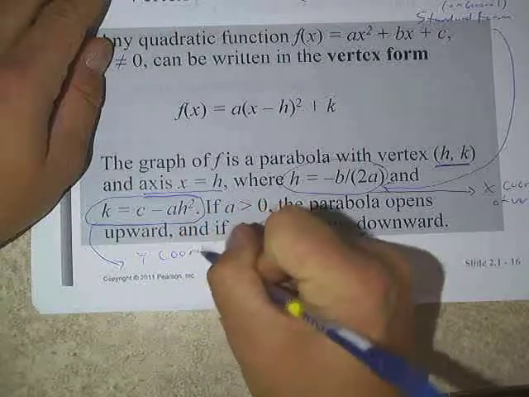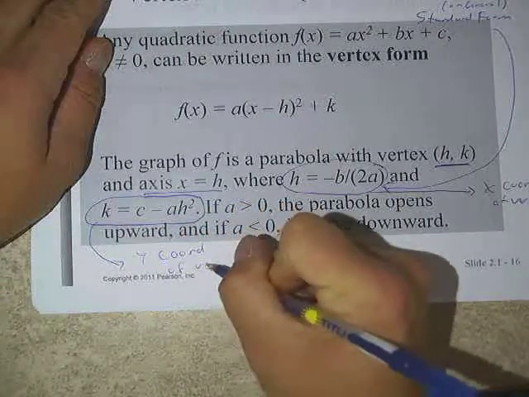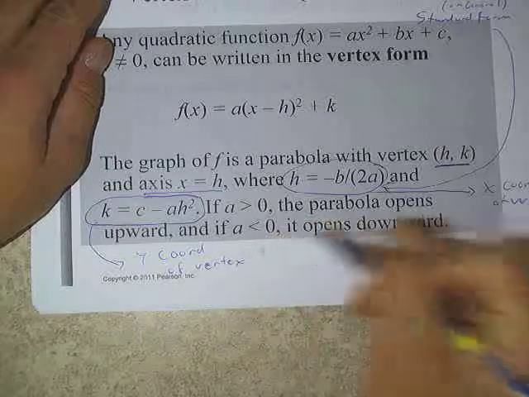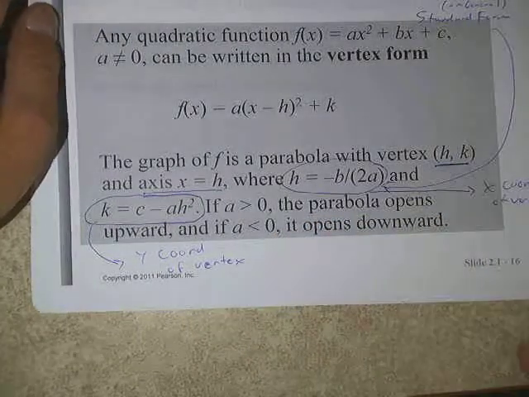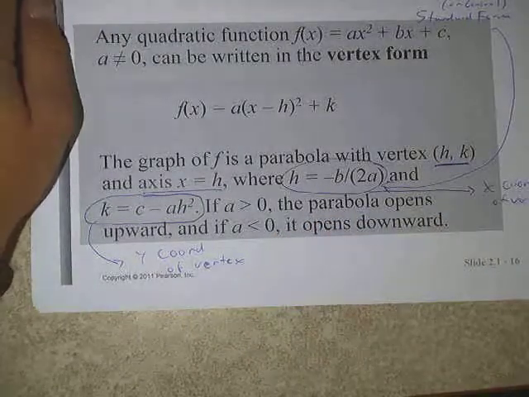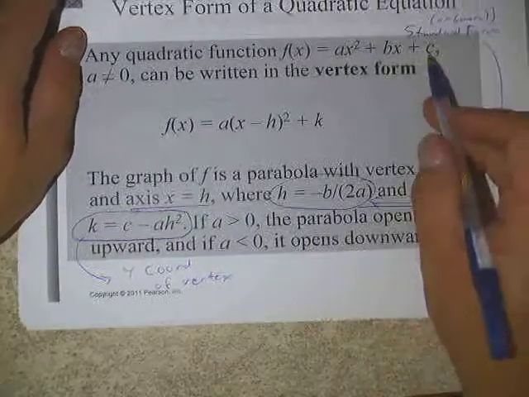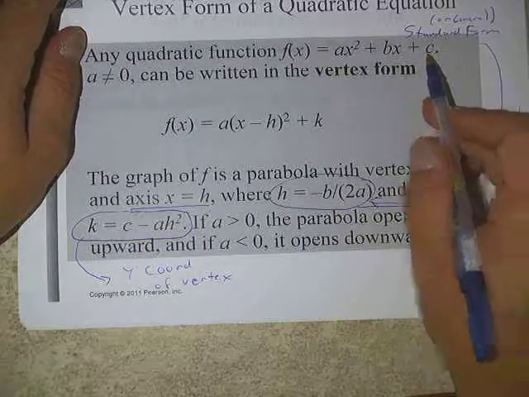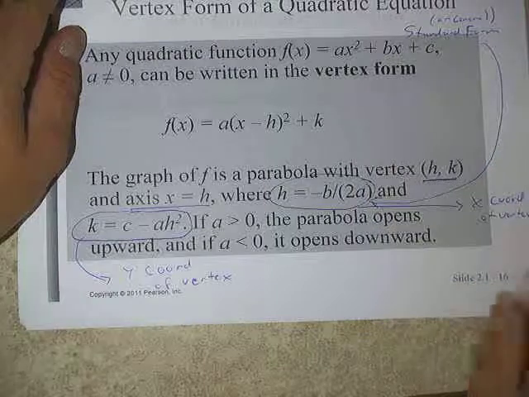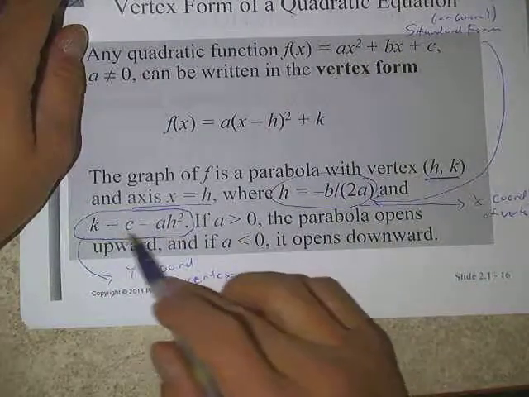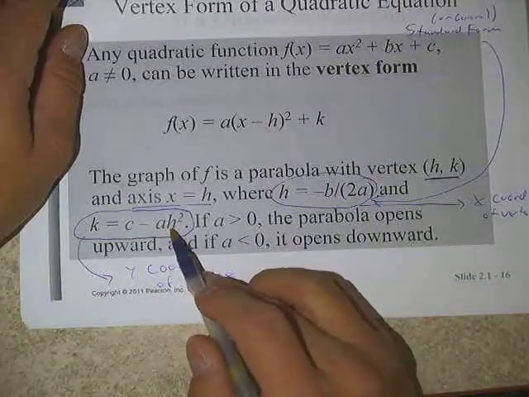But ultimately, if you knew the x-coordinate of the vertex, couldn't you just put it into the original equation and get the y-coordinate also? That's ultimately what you're doing with this. They just put it in a nice formula form for you here, but ultimately that k is the y-coordinate of the vertex. Exactly. Good question.